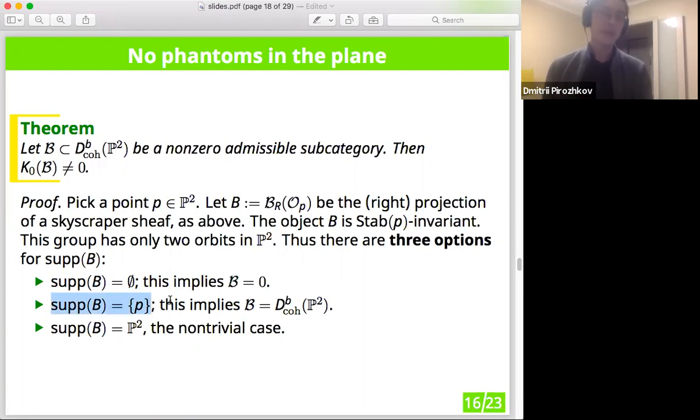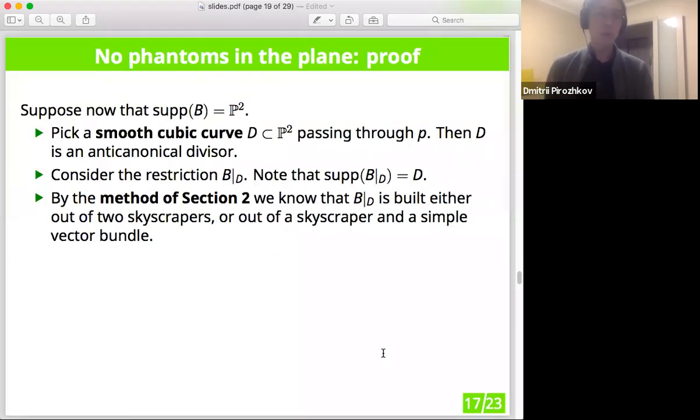Well, it is slightly less trivial, but you can also conclude, operating purely on the Bondal-Orlov theorem, that this implies that the subcategory is the entire derived category of P2. So that's also not an interesting case. And the only non-trivial case is when the support of the object B is the whole projective plane. Okay, so why is this useful? So now we apply the approach. So we pick some smooth cubic curve D passing through that point, and then D is an anti-canonical divisor of P2. So for the restriction of B to this anti-canonical divisor, we can apply the method. Sorry, I guess it was called the method of section 2, where section 2 was the part where I started to discuss Addington's theorem. Sorry.